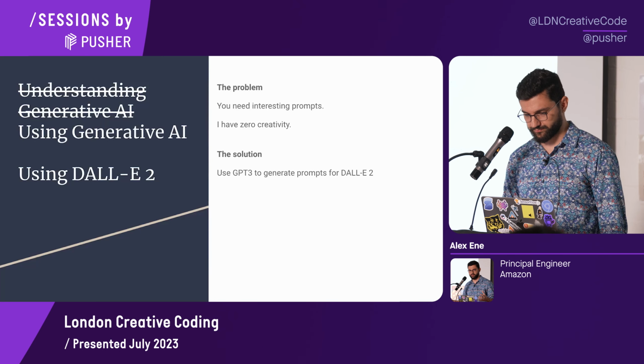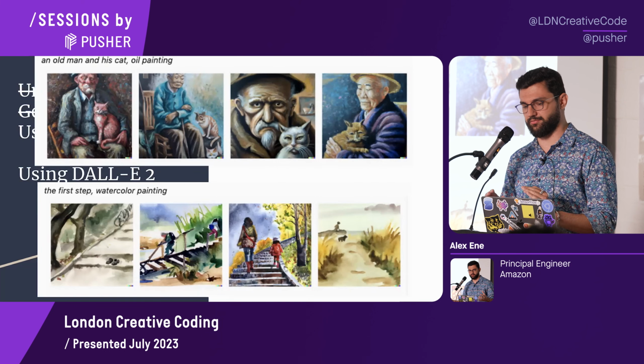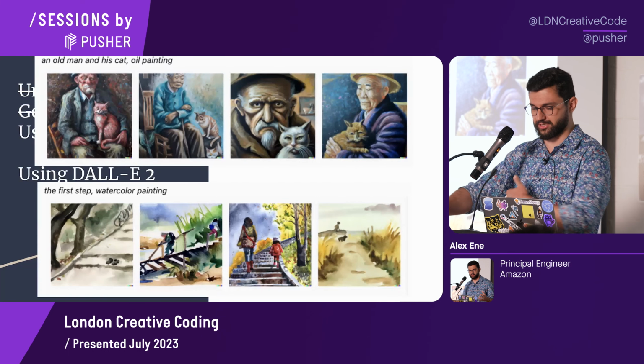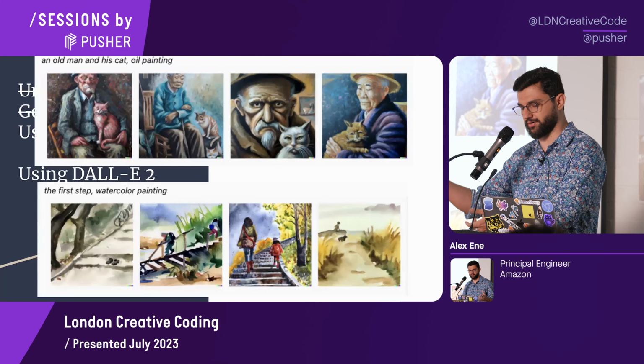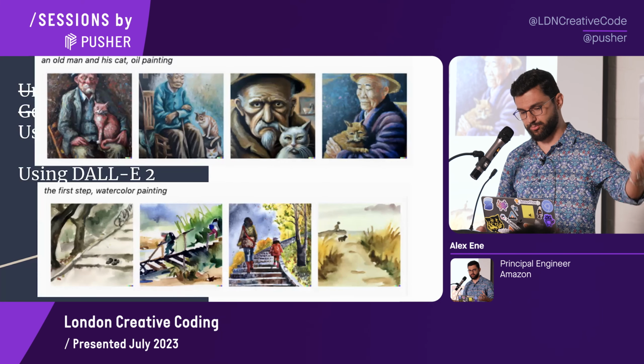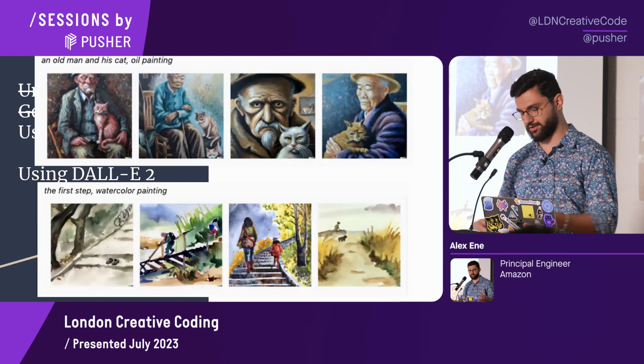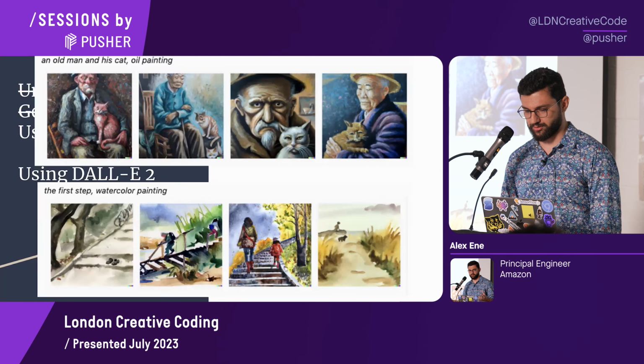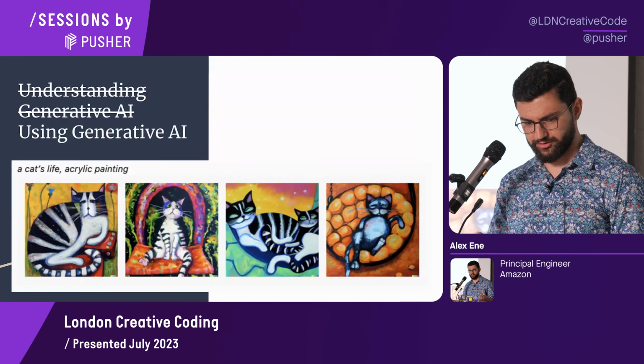And it generated these things for me, like an old man and his cat oil painting, pretty cool stuff. The first watercolor painting. I had no input in this. My only activity here is just keeping the good prompts and adding them to a prompt list. You pick 5 random prompts from that prompt list, put them in GPT-3, then get the output and put it in DALL-E, and you get these pictures. Also this one, a cat's life acrylic painting. I really like the last one with this super chill guy. Looks exactly like my cat.